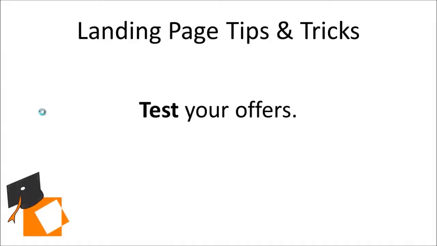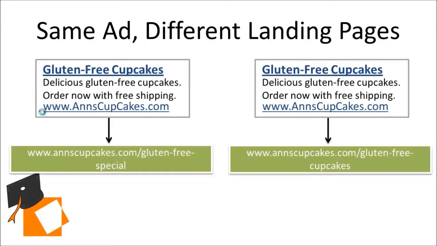Another thing landing pages, as I mentioned before, allow you to do is test your offers. There are many different ways of doing it, but the basic idea is that you run 2 different versions of the exact same ad that point to 2 different landing pages on your website. So for example, Anne might run the exact same advertisement for Anne's Cupcakes simultaneously, but 50% of these ads point to landing page 1, gluten-free special. The other 50% point to landing page 2, which might be gluten-free cupcakes.